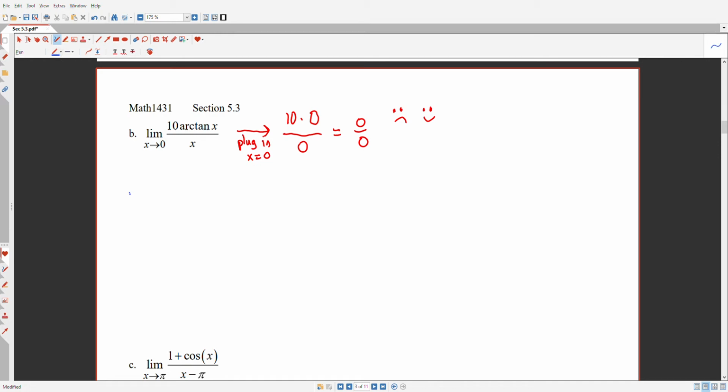L'Hopital's rule says, okay, well, if that first limit was giving you 0 over 0, instead, do this new limit. The limit as x goes to 0 of the derivative of the top function divided by the derivative of the denominator function.